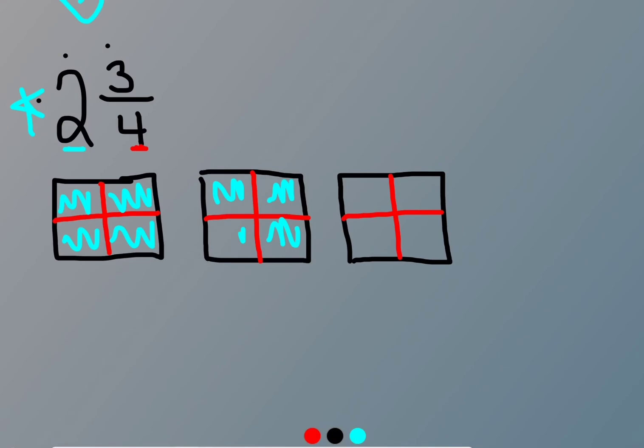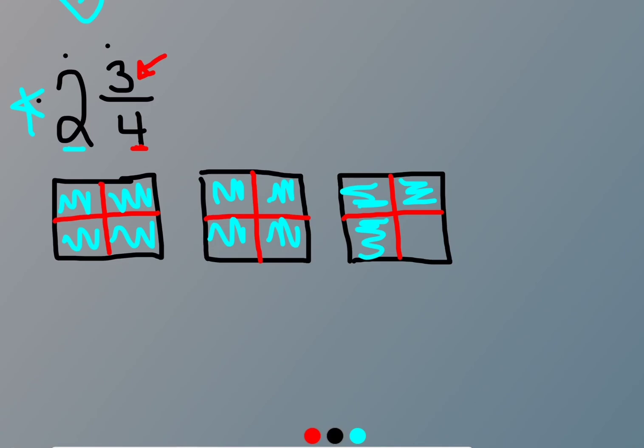I shaded in two wholes. Now I'm going to look at this number, which is my numerator, which means I'm going to shade in 3 in my leftover box. 3. Now, how do I come up with an answer?